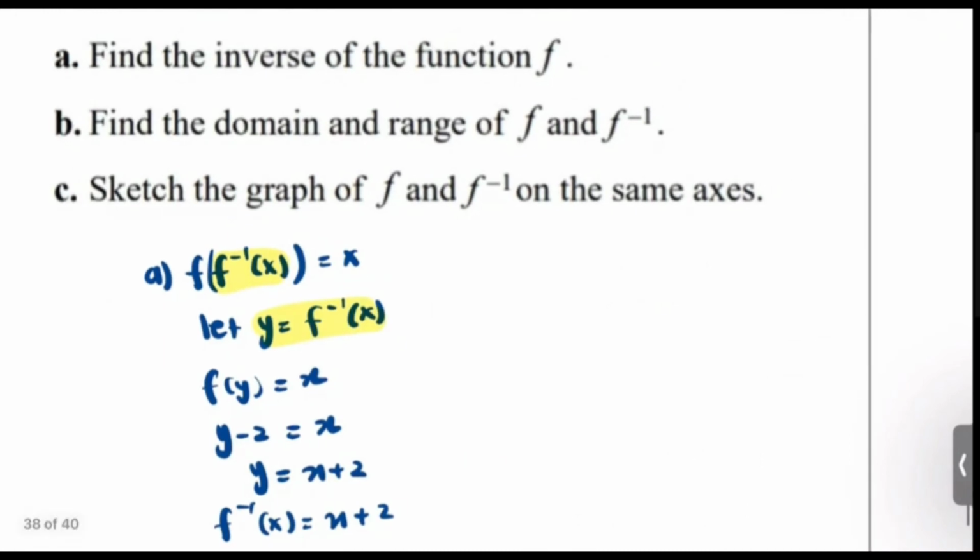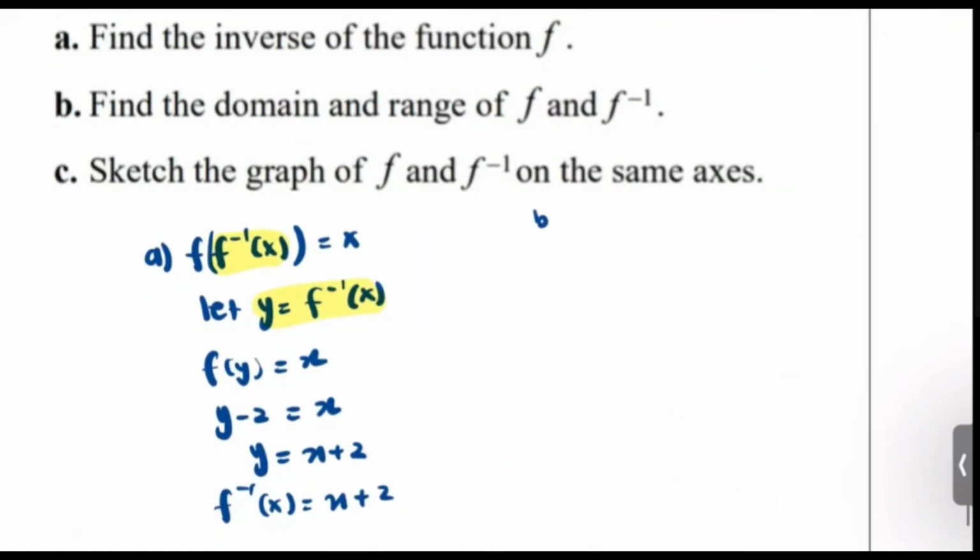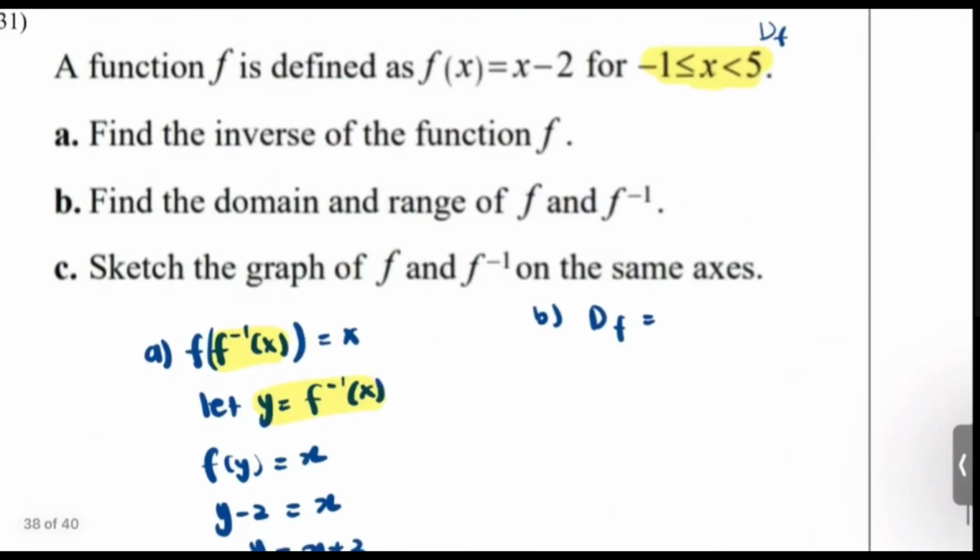So kalau kita tengok, dia kata f of x ini wujud untuk negative 1 up to 5. So yang diberi di sini adalah domain untuk f kita. Jadi dekat sini kita tahulah untuk B, domain f adalah start daripada negative 1 close up to 5 open. Sebab kat sini dia bagi simbol close, so that's why sini adalah close. And then sini adalah open, sebab tu sini open.